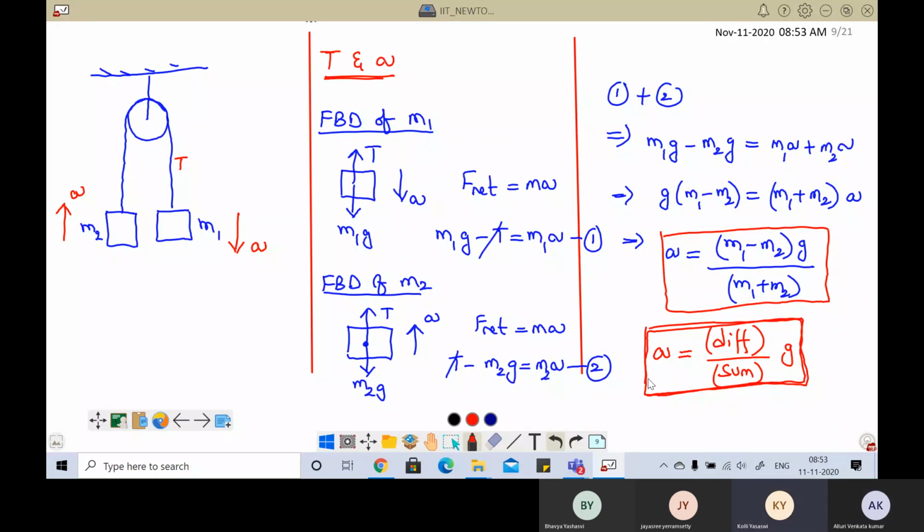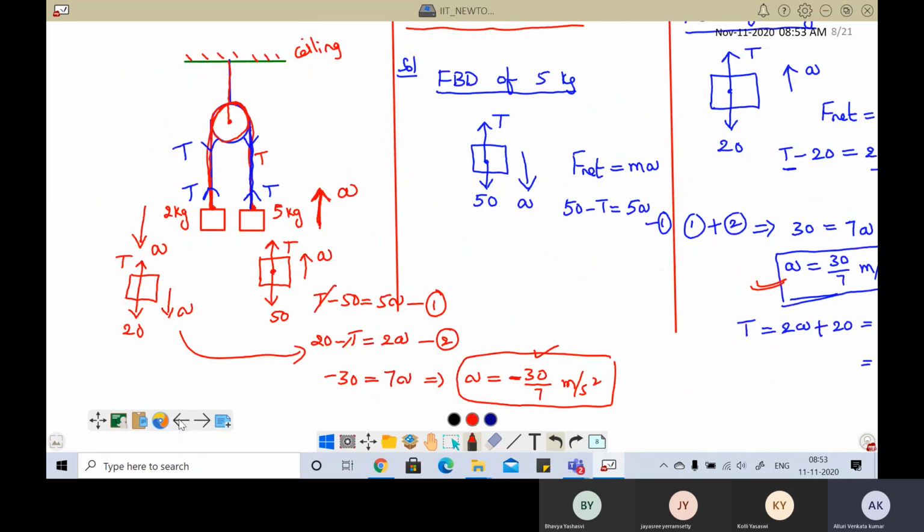So 3 by 7 into 10. That means how much? 3 into 10 by 7. How much? So 30 by 7. We got it, correct? Yes, sir. So like that you can calculate. Okay. Understood? So please remember this formula.